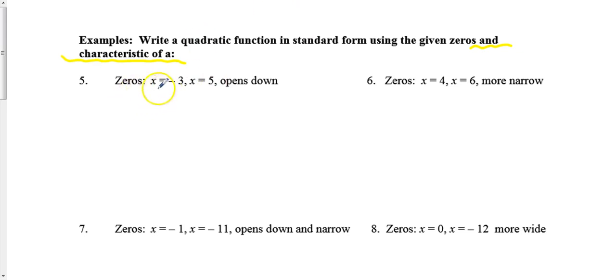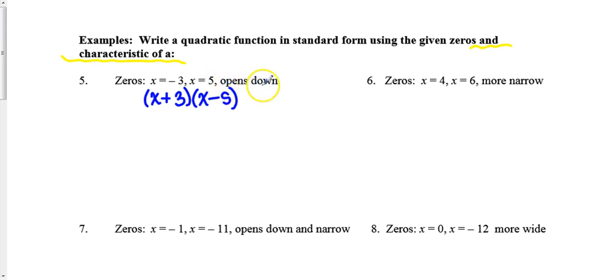If we're comfortable, I'm okay when you see a negative. If you are comfortable immediately writing x plus 3, I'm cool with that too. If it still helps you to write x minus negative 3, which then turns into a plus, that works as well. So this is how I would write my two factors given these two zeros.